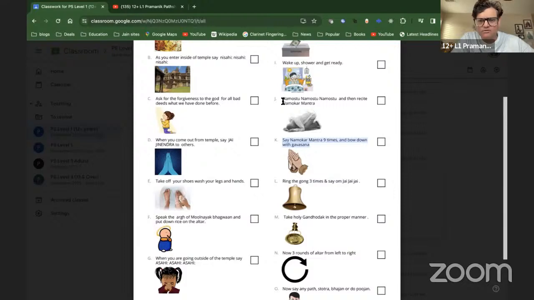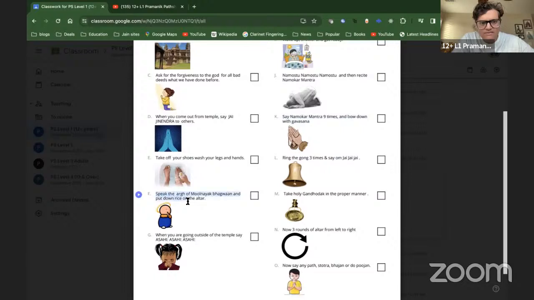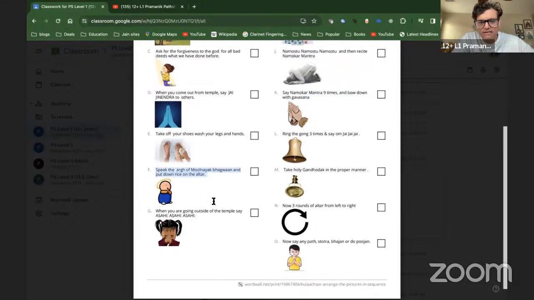Yeah, Jai first. Namostu, Namostu, Namostu, and then recite the Namokar mantra. When you are doing that, you recite it 9 times and bow down with Gavasan. Then speak the Argya of Mool Nayak Bhagwan and put down rice on the altar. That's F. Okay? Then what else?